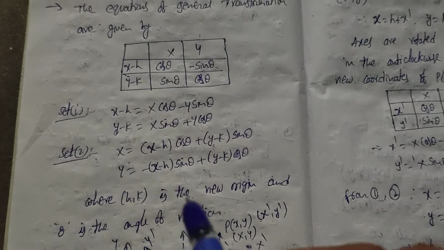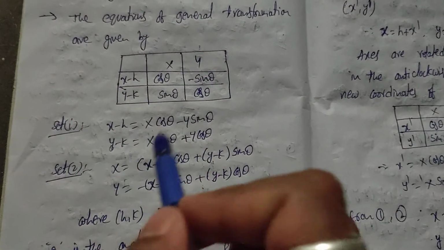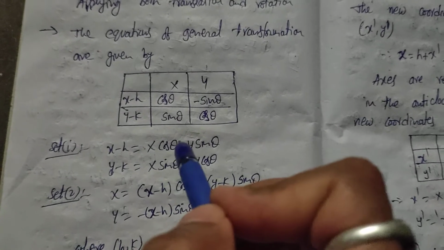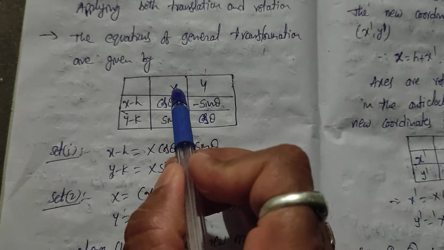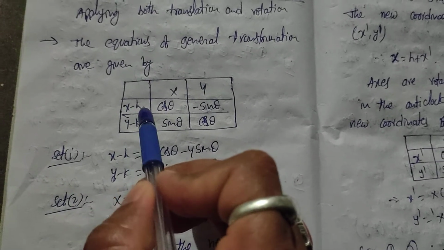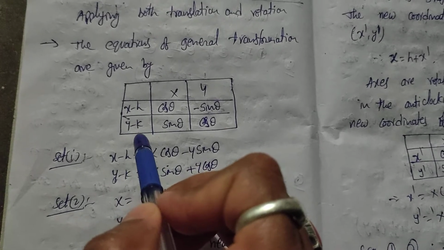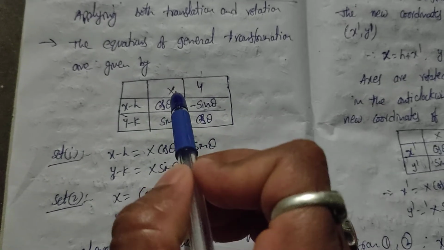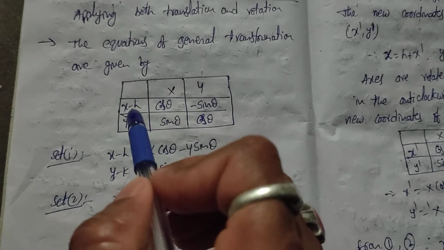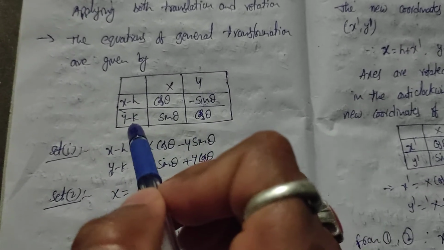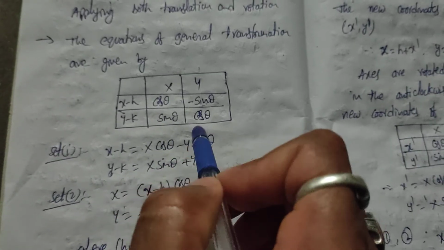So to remember these four formulas, if you remember this table, we can remember these four formulas easily. First you take the same capital X comma Y here, but in the place of small x, write x minus h, and in the place of small y, write y minus k. Write the same cos theta, minus sin theta, sin theta, cos theta. So small x minus h is equal to capital X cos theta minus capital Y sin theta. Small y minus k is nothing but capital X sin theta plus capital Y cos theta.